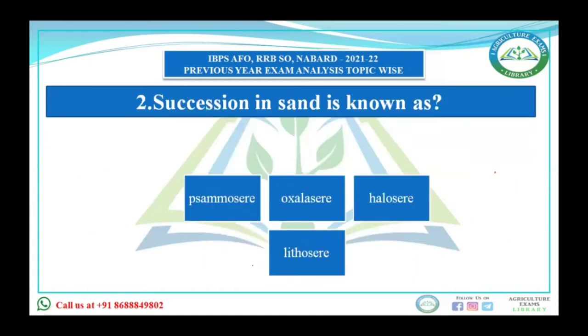Okay, now the next question is: succession in sand is known as. First let us understand what is succession. Succession in sand is known as plasmosphere, oxalosphere, halosphere, lithosphere. Let us understand what is succession. This is the development of plant community in a barren area, known as ecological succession or biotic succession.